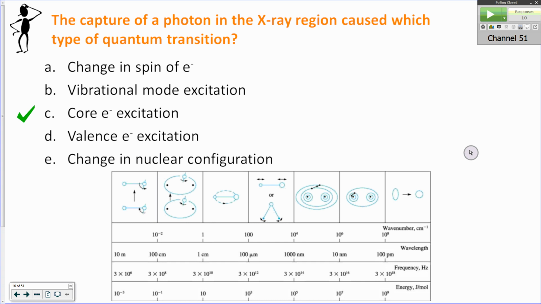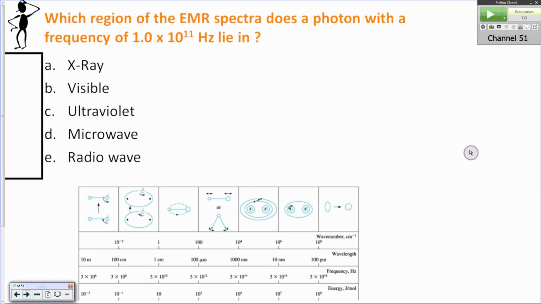Whether you want to recreate this table on your cheat sheet, that's your option. I'm not giving it to you. I'll give you Planck's constant. I'll give you the speed of light, but everything else is going to be up to you to put on there.